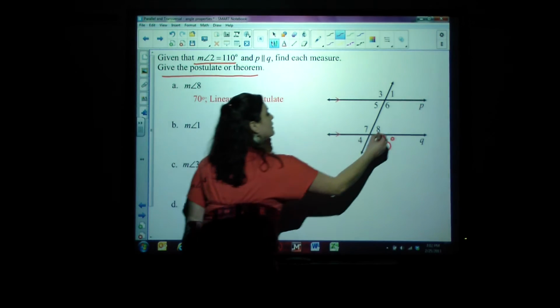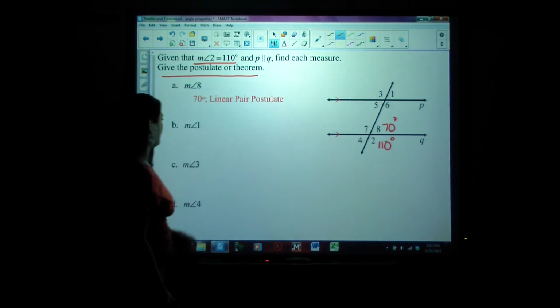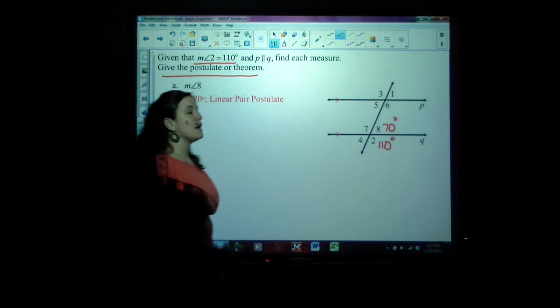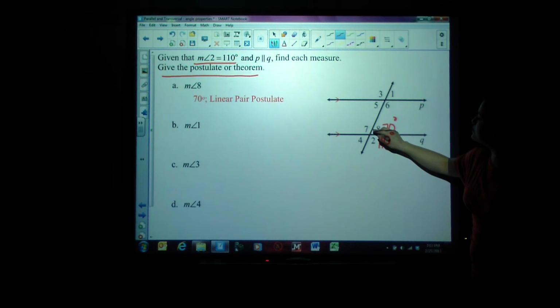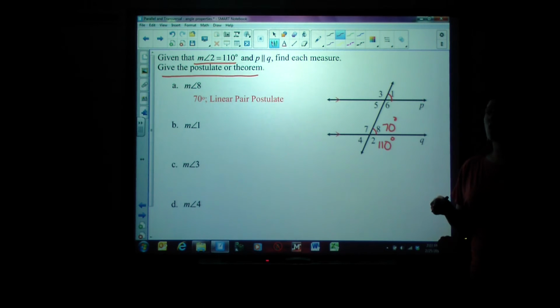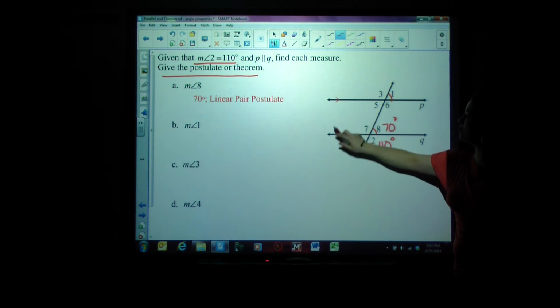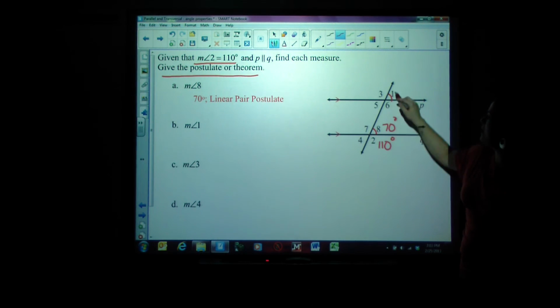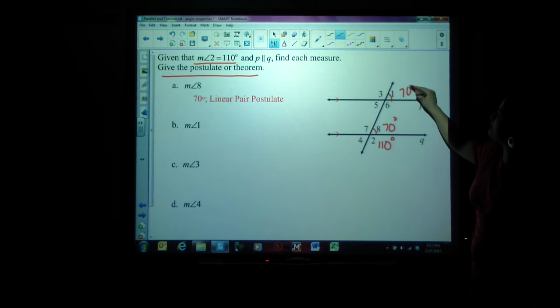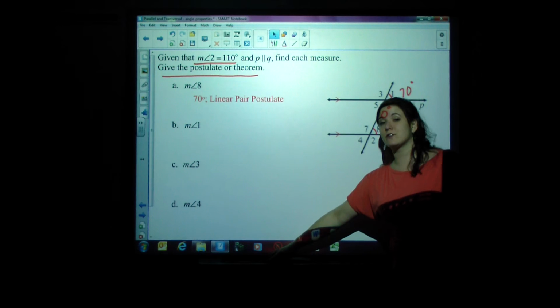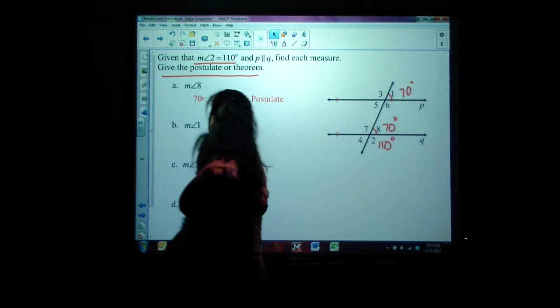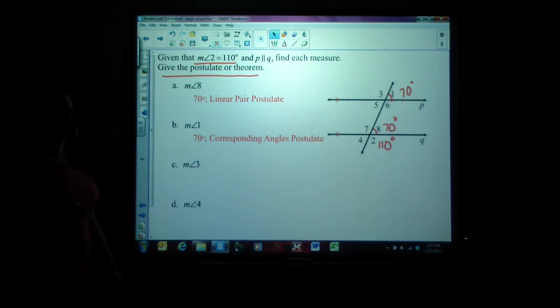Now, let's look at measure of angle 1. There are two ways to do this. Best way, though, is to look at 8 and 1. They are corresponding angles. And these lines, P and Q, are parallel. So if they're parallel, then these angles are congruent, which means I automatically know angle 1 is 70 degrees. Because I have parallel lines cut by a transversal, those corresponding angles are congruent. And the reason is because of the corresponding angles postulate.